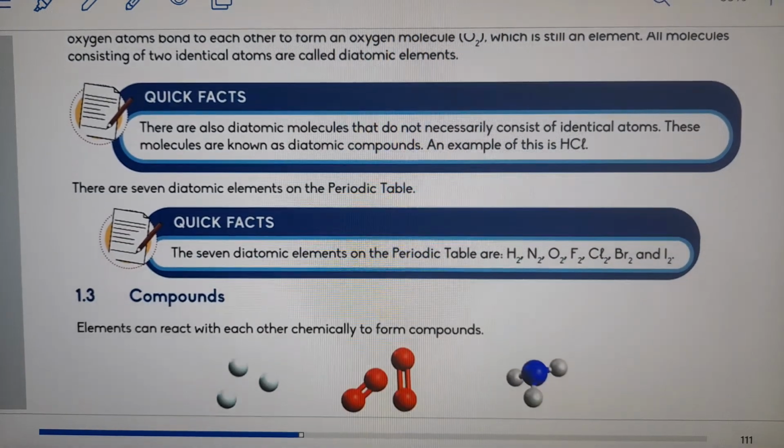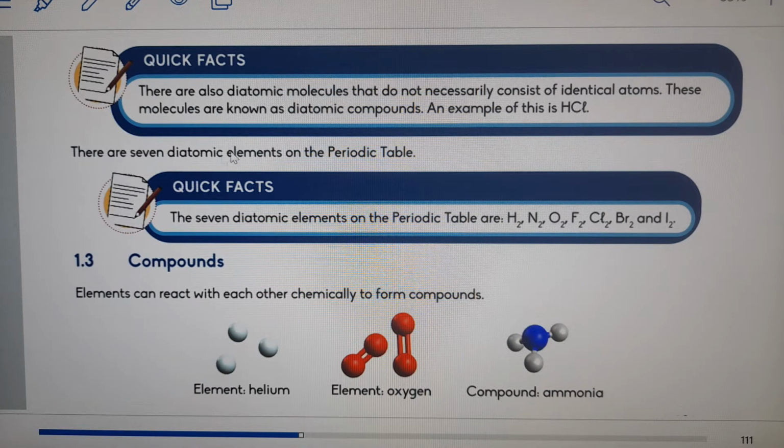Now they say that there are 7 diatomic elements in the periodic table. Wow, in the periodic table we have diatomic elements. The 7 diatomic elements come like this: we have hydrogen gas, nitrogen gas, oxygen gas, fluorine, chlorine, bromine, and iodine.